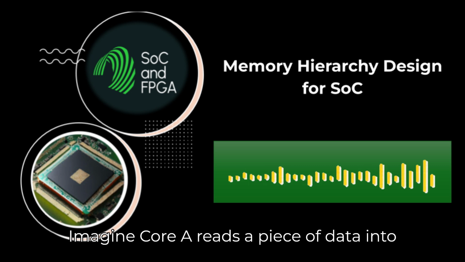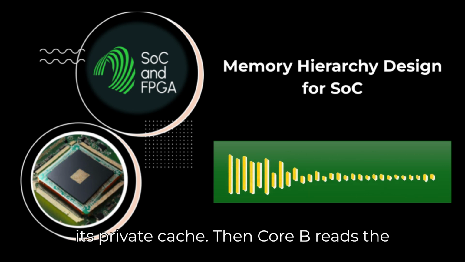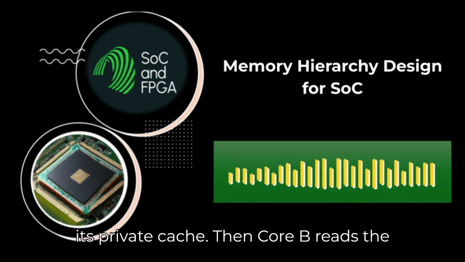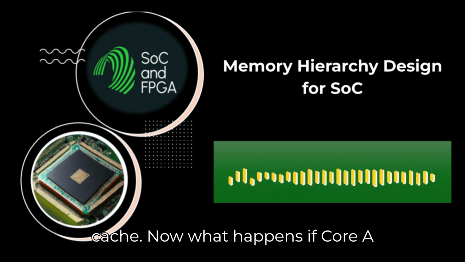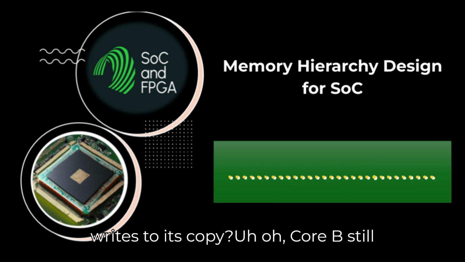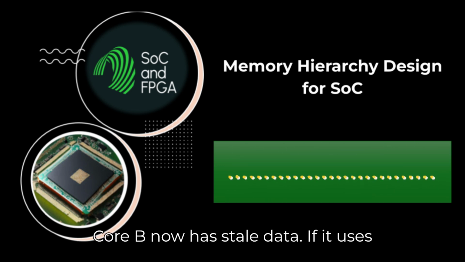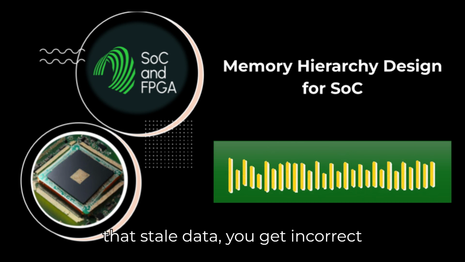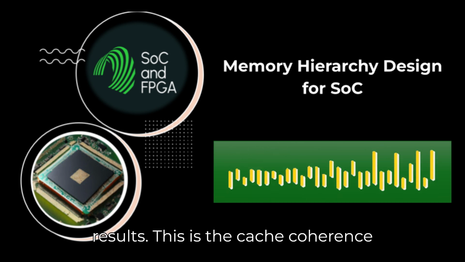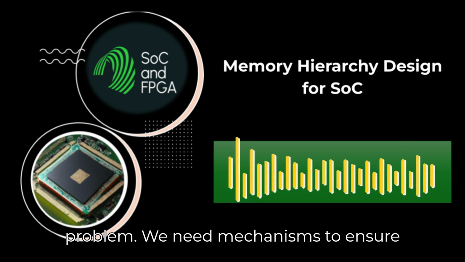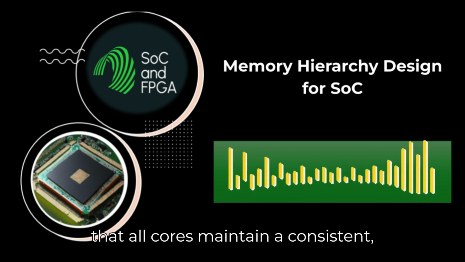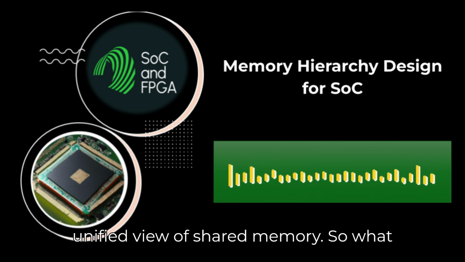Exactly. Imagine Core A reads a piece of data into its private cache. Then Core B reads the same piece of data into its private cache. Now, what happens if Core A writes to its copy? Uh-oh. Core B still has the old, outdated version? Precisely. Core B now has stale data. If it uses that stale data, you get incorrect results. This is the cache coherence problem. We need mechanisms to ensure that all cores maintain a consistent, unified view of shared memory.